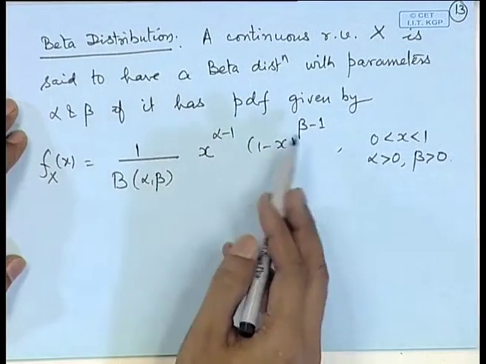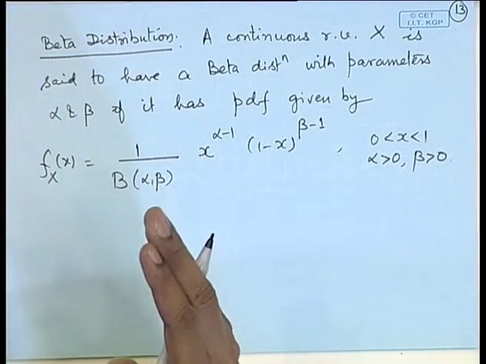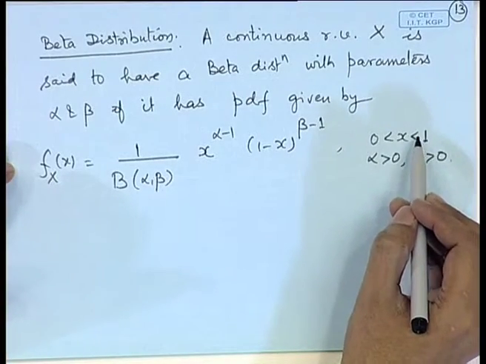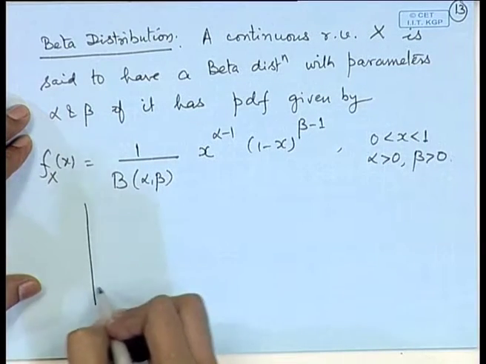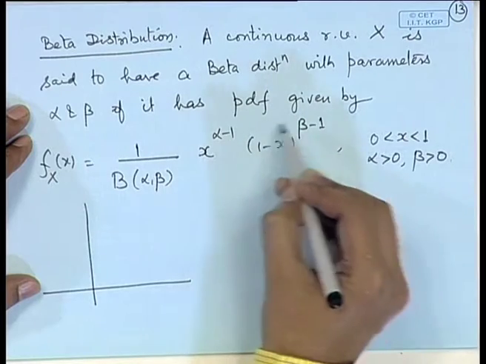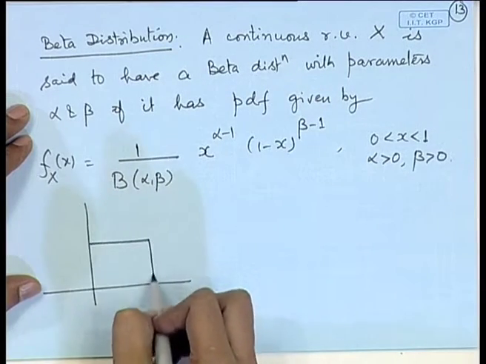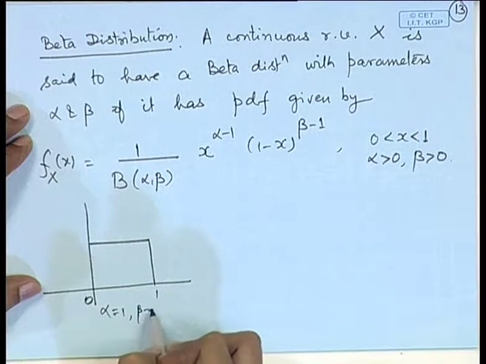The distribution is quite useful in describing various kinds of phenomena where the range is bounded, and if the range is bounded we can limit it to the interval 0 to 1. In fact, we can look at the shape of the curves. If I take alpha equal to 1 and beta equal to 1, it reduces to the uniform distribution on 0 to 1.